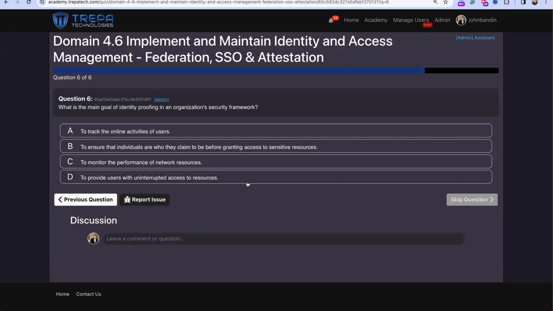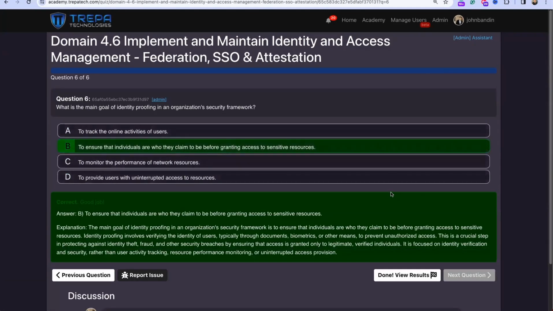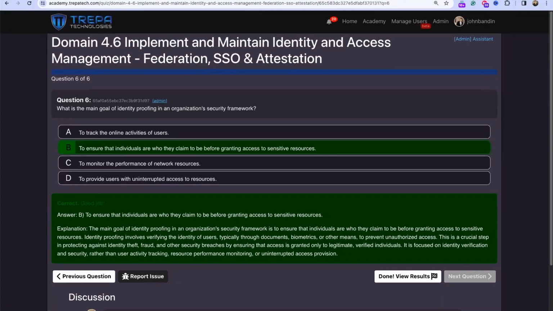Question 6. What is the main goal of identity proofing in an organization's security framework? That's going to be B, right? That's just saying we're making sure our authentication is almost foolproof or bulletproof, right? Doing multi-factor, and having contextual analysis of where a user is trying to authenticate from.